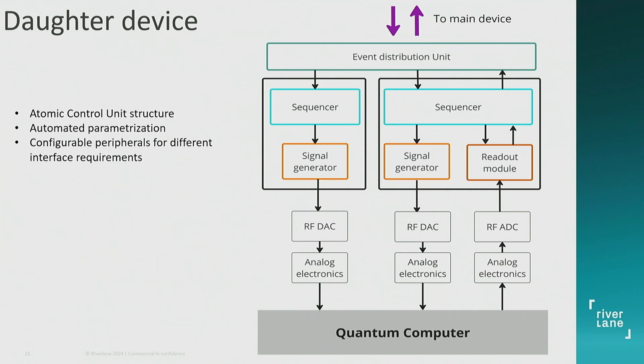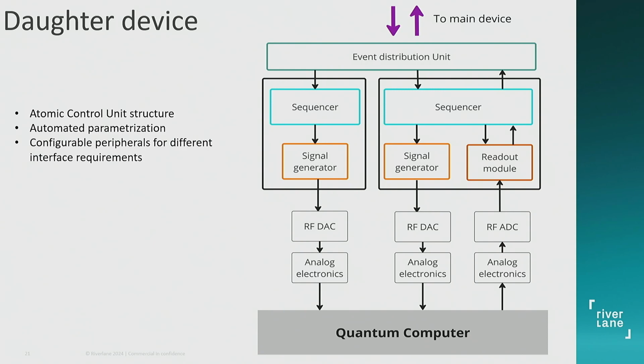So now that I explained the overview of the cluster architecture, I want to dive a bit more into the contents of the daughter device. So we package up components in atomic control units, or ACUs for short, in which each ACU has a sequencer and a set of peripherals, so typically signal generators or readout modules. These are really interfacing to one or a set of channels to the quantum computer. And then on top of that, we have the local event distribution unit, which is used to propagate events up the chain of further clusters.